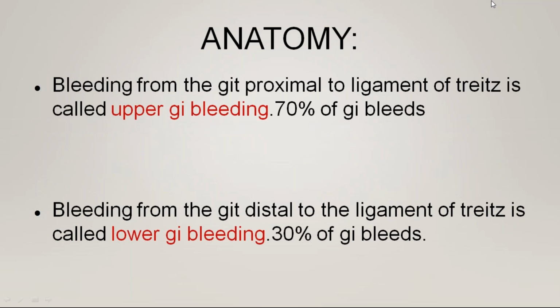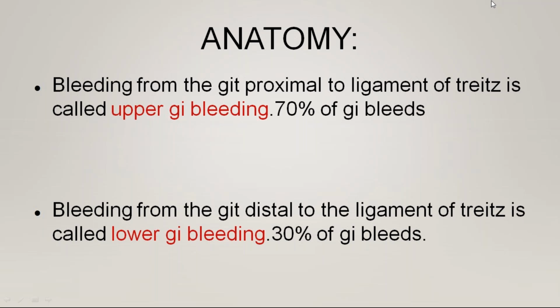So anatomy. When we say upper GI bleed, there is a part called the ligament of Treitz, which separates the duodenum from the jejunum. Bleeding from above the ligament of Treitz is called upper GI bleed. Most, about 70%, of GI bleeds occur from above the ligament of Treitz. Bleeding from the GIT distal to the ligament of Treitz is called lower GI bleed. 30% of GI bleeds are related to lower GI bleeding.